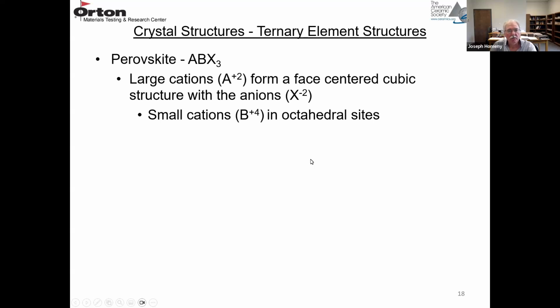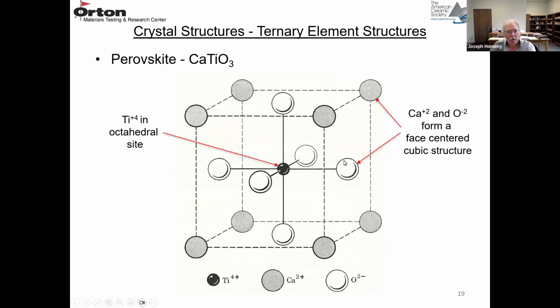And I think the last ternary structure I have here is ABX3. So the large cations, A+2, form a face-centered cubic structure with the X-2 anions. The small cations, the B+4, are sitting in the octahedral sites. This structure is a little simpler than the previous couple. So perovskite is CaTiO3.